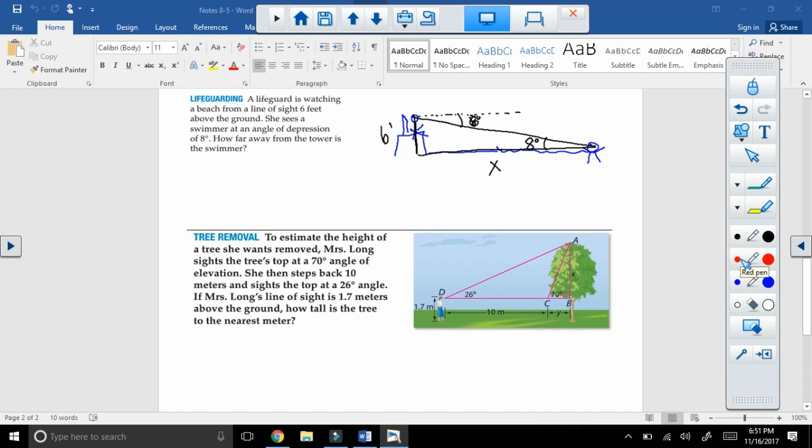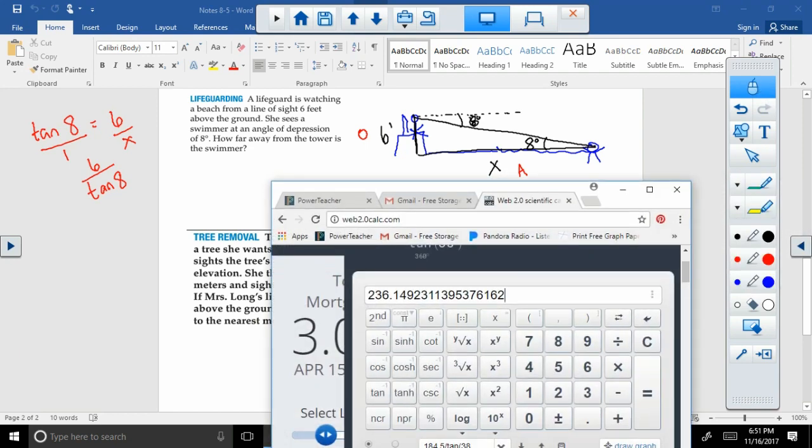So I would set this one up. A lot of times these end up being tangent. They won't always be, but in this case it is, again, opposite and adjacent. So the tangent of 8 equals 6 over x. When I cross multiply, I'm going to end up having 6 divided by the tangent of 8. Going back to the calculator another time, I'm going to type in 6 divided by the tangent of 8. And the answer to that, it says, well, we can just round this to the nearest foot, I guess it doesn't say.